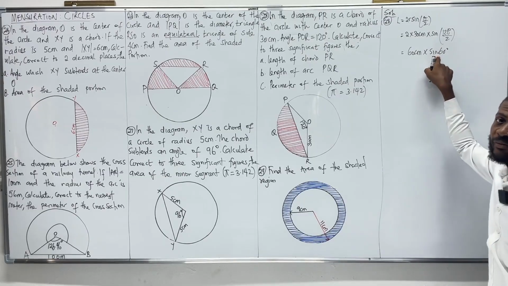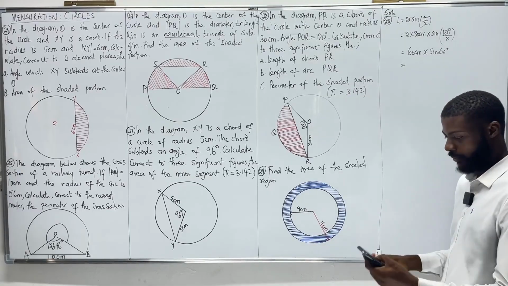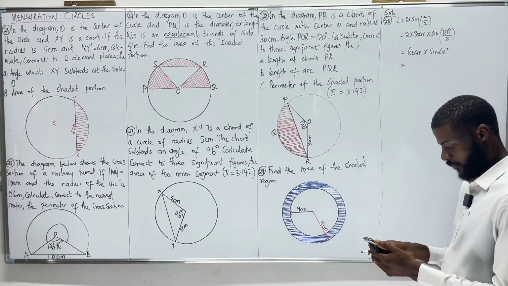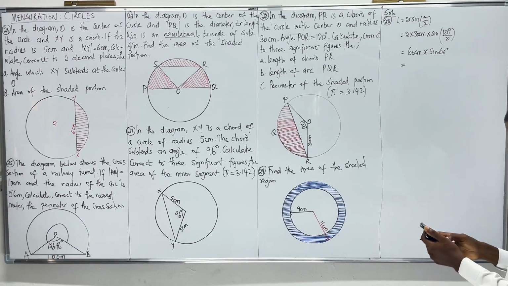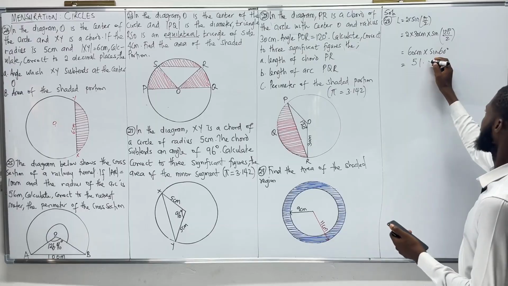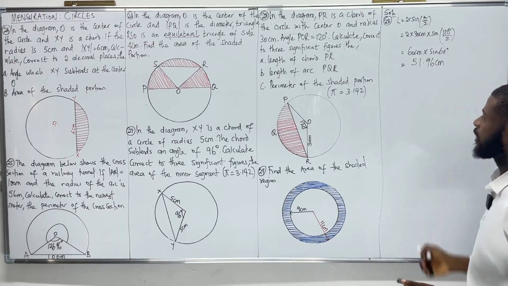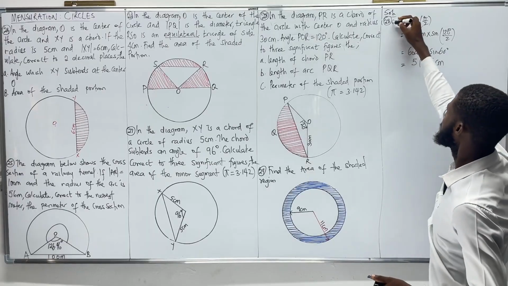Sine 60 is root 3 over 2. But this question was a WAEC question, so I don't think we'll be using surd form. So I'll just put that into the calculator. So we have 60 sine 60. So this gives 51.96 centimeters. So that's the length of the chord. The next one, so this is the A part.